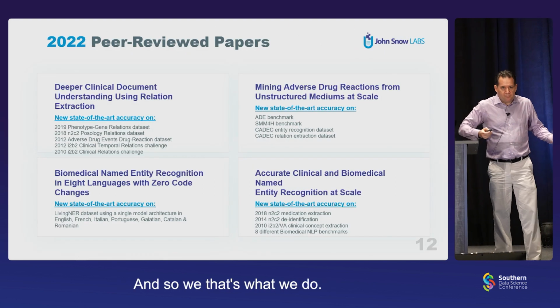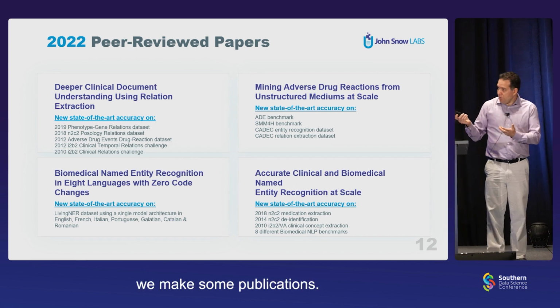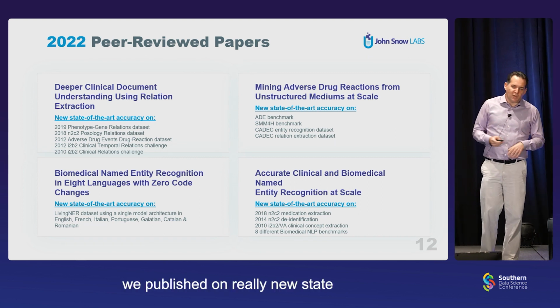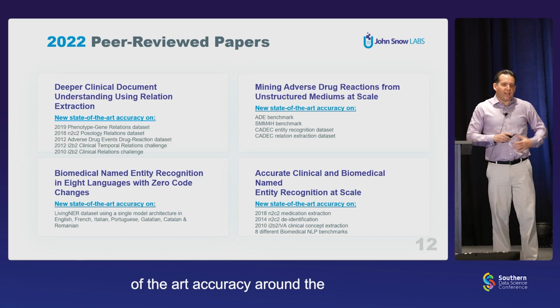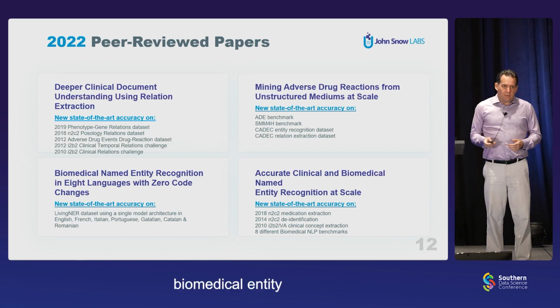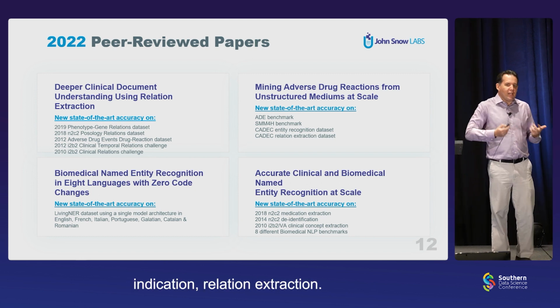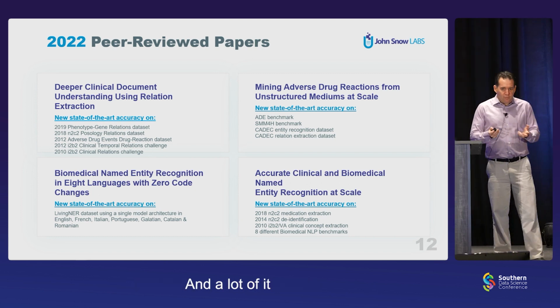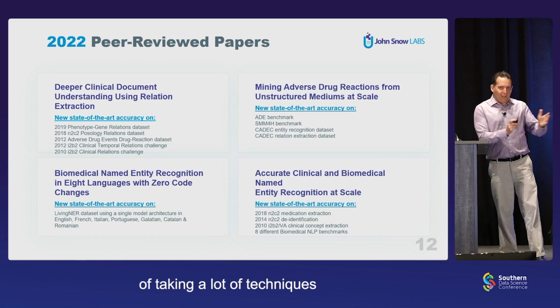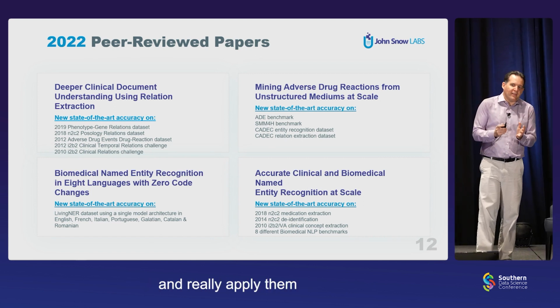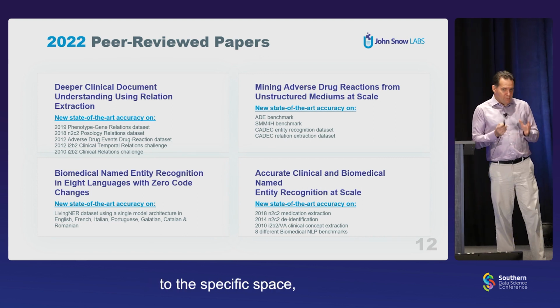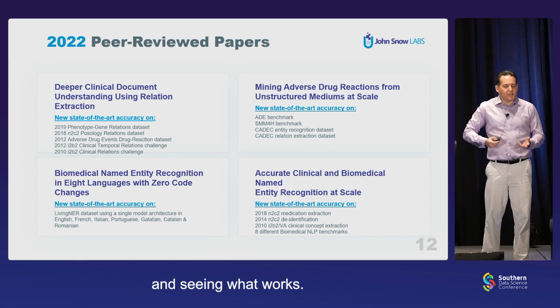So that's what we do, and we also make some publications. Last year we published new state-of-the-art accuracy around biomedical entity recognition, adverse event detection, de-identification, relation extraction. And a lot of it is really the engineering work of taking a lot of techniques and ideas and applying them to this specific space, the medical space, and seeing what works.